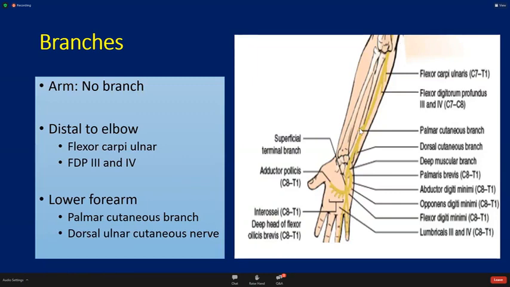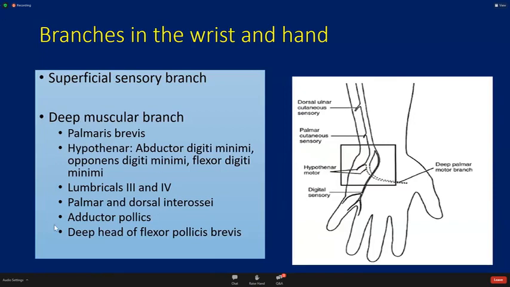And then when it comes to the lower forearm, it gives off two cutaneous branches. You have first a palmar cutaneous branch which supplies the palmar aspect of the hand, not including the fingers, and a dorsal ulnar cutaneous nerve which supplies the dorsal part of the hand, excluding the fingers. And once it reaches Guyon's canal, the deep muscular branch, which is a pure motor division, gives off a branch to palmaris brevis, supplies all the hypothenar muscles as well as all the remaining intrinsic muscles of the hand, which are the palmar and dorsal interossei, the third and fourth lumbricals, the adductor pollicis, as well as an additional branch to the deep head of flexor pollicis brevis.